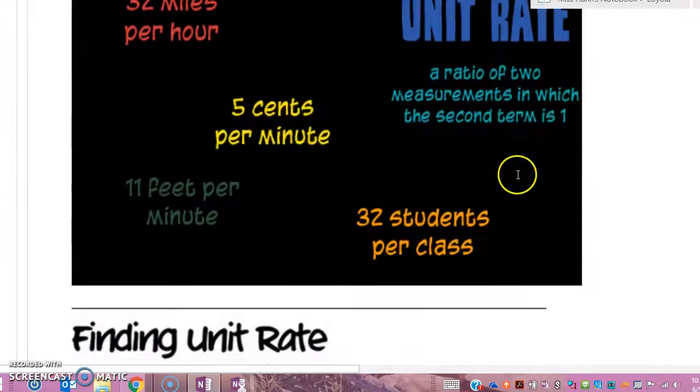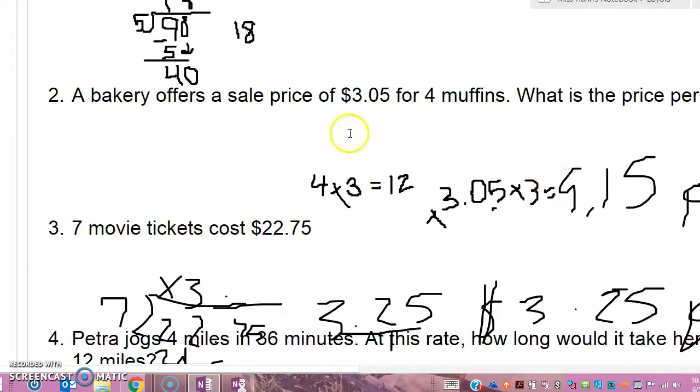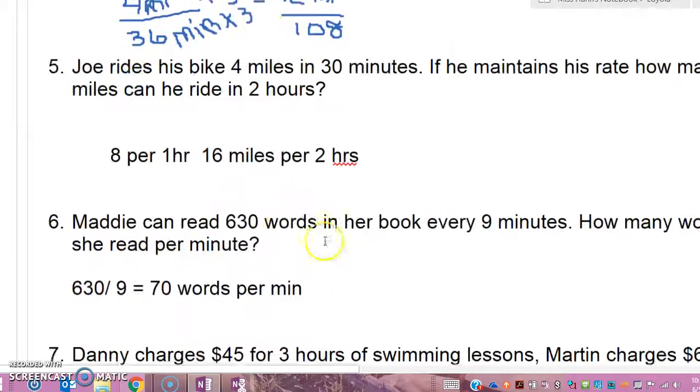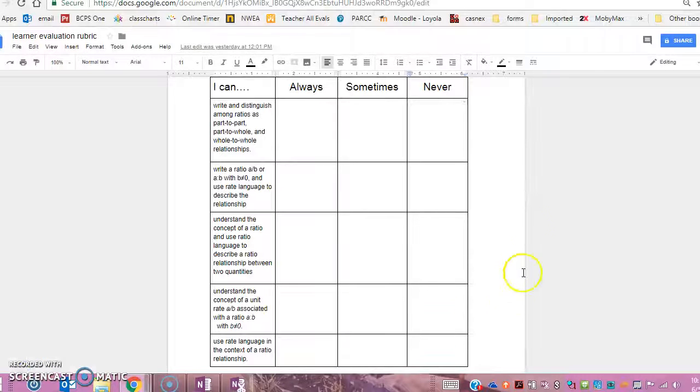Here's an example of what the student's page will look like. They will have access to draw or type their problems, so that way they can go back to their notes when they are in the application station. At the end of the lesson, students will complete this rubric to say if they always can do the objectives, sometimes, or never. This is a way for students to tell if they can complete what they have learned in class.